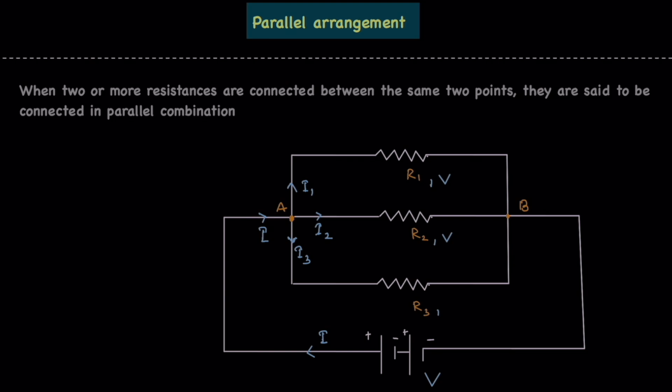So the voltage of R1 is equal to the voltage of R2, which is equal to the voltage of R3. So it is the reverse of the series arrangement. In series arrangement, current was the same but voltage varies. But in parallel arrangement, current varies and voltage remains the same. So we can note down these 2 points.